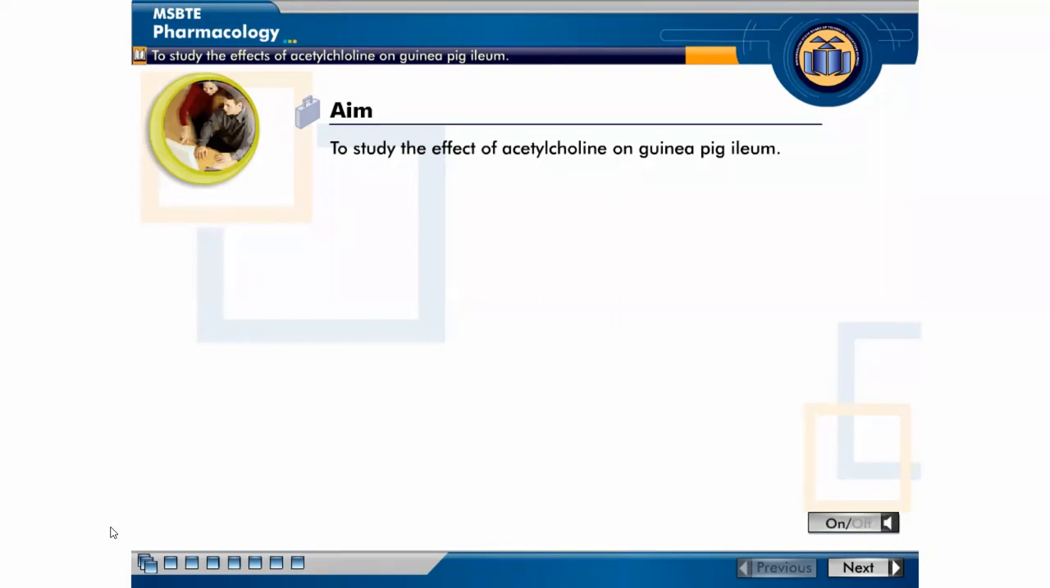In the aim, you have to remember which animal is used, which part of this animal is used, and which drug is used. The drug is acetylcholine. Category of acetylcholine: parasympathomimetic. And the animal: Guinea pig. Okay.